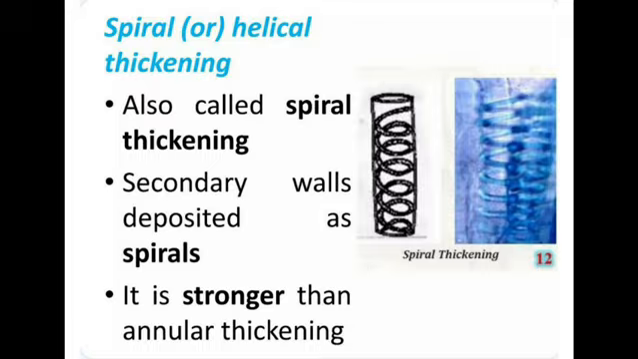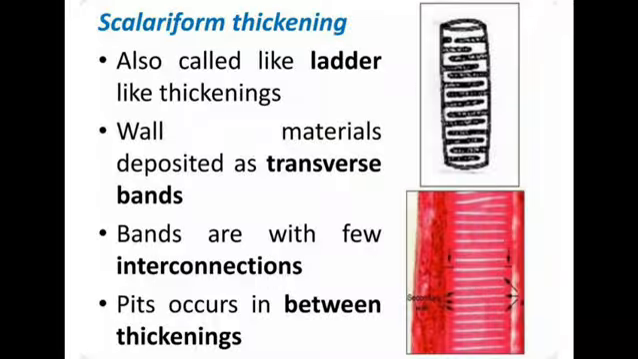Spiral or helical thickening, also called spiral thickening. Secondary walls deposited as spirals. It is stronger than annular thickening. Scalariform thickening, also called ladder-like thickening. Wall materials deposited as transverse bands. Bands are with few interconnections. Pits occur in between thickenings.